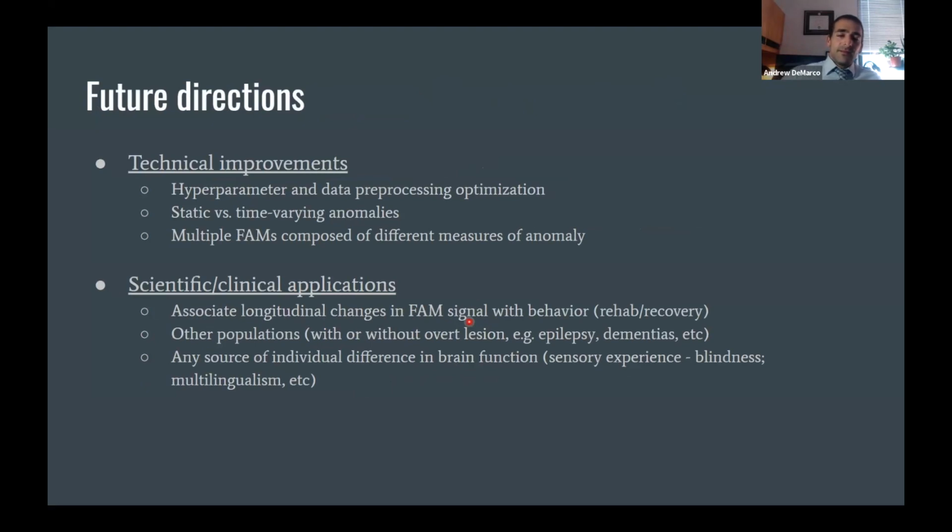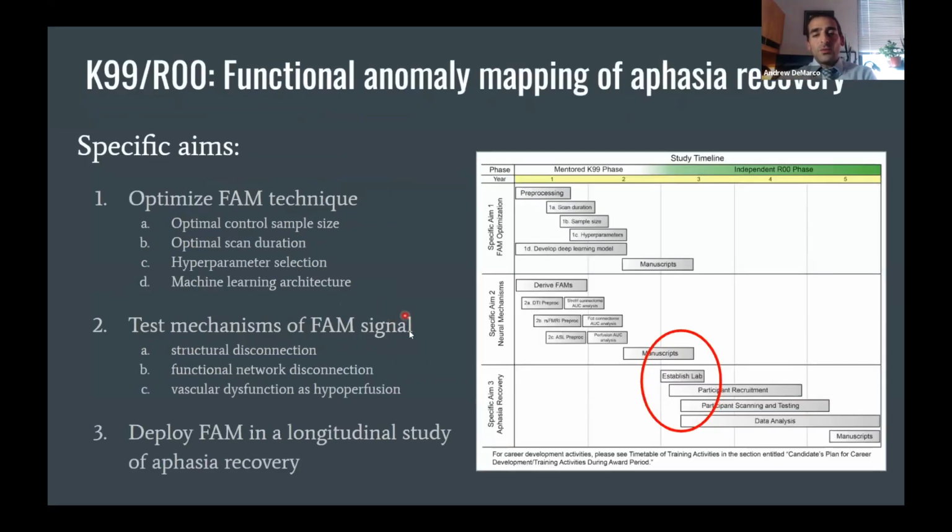And this longitudinal changes, other populations. Well, this is kind of what I've been working on and what I'll continue to work on in my funded work as I start my lab. Here I'm starting the R00 phase of this grant, where we're going to be trying to deploy this type of approach to acute, subacute, and chronic aphasia recovery to test this central idea that remote dysfunction, diaschisis, which can be chronic, and that resolution of that remote dysfunction or resolution of that diaschisis may relate to behavioral recovery in patients with post-stroke aphasia.